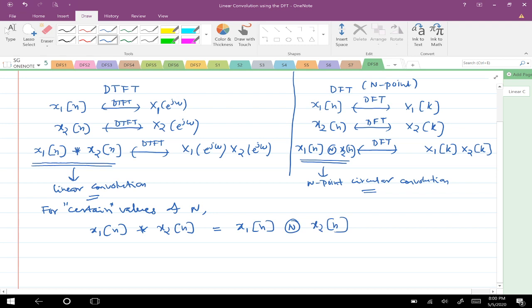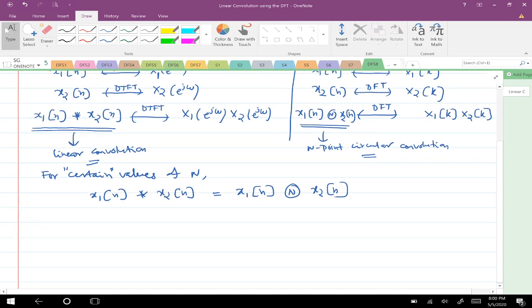Okay, so if we are able to figure out the appropriate value of n, then the circular convolution is simple. All I need to do is take some samples of the DFT of x1 of n, take the same samples of x2 of n in the frequency domain, multiply the respective ones, and take the inverse DFT of it. That would give you the circular convolution result, which would be exactly the same as the linear convolution.